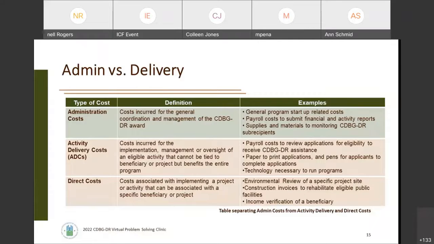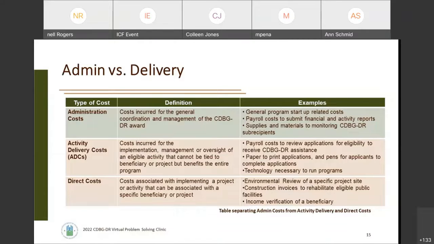In addition to admin, there are direct costs, the costs that are associated with performing an eligible CDBG activity, and there are activity delivery costs. Now, those two things get combined together when you report in DR-GR. And the reason for that is that activity delivery costs, those costs that are incurred for the successful implementation of an eligible activity, are tied to the beneficiaries that you're reporting on that eligible activity.